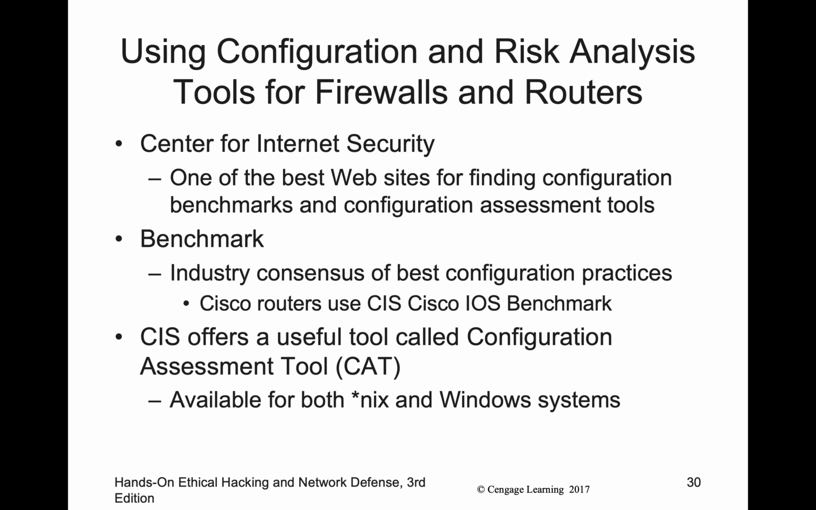Using configuration and risk analysis tools for firewalls and routers. One of the best websites for finding configuration benchmarks and configuration assessment tools is the Center for Internet Security, run by Cisco. Here you will find configuration benchmarks. Benchmarks are industry standards for best configuration practices. CIS offers a useful tool called Configuration Assessment Tool. This is faster than manually reviewing benchmarks. CAT is available on Nix and Windows systems.